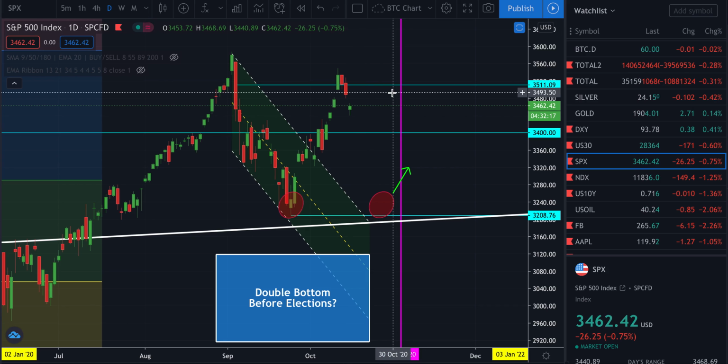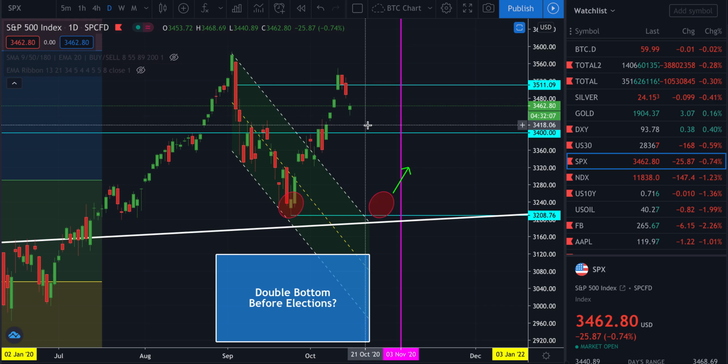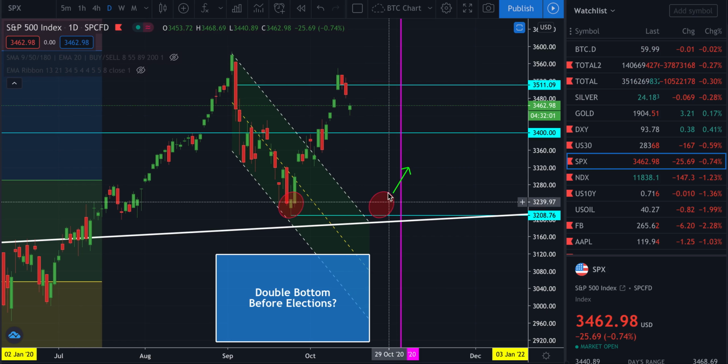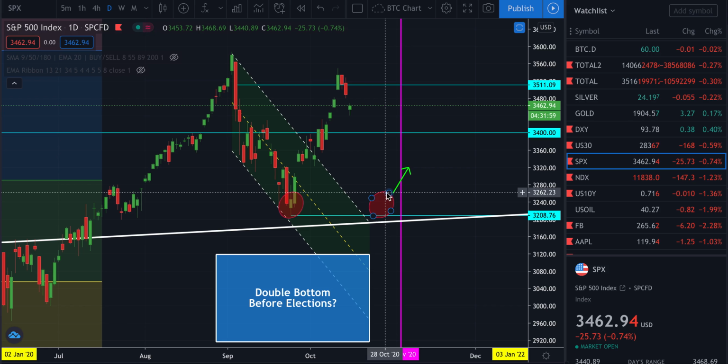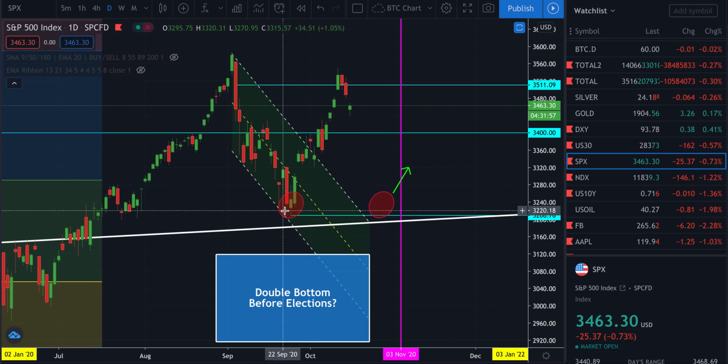Honestly, the reason why all this stuff is on the table is because of the elections and also because of stimulus. Now, if they pass stimulus and they release news in 10 minutes, this candle will crush. It will pop up very, very fast. And this double bottom idea will probably not happen. We can just call that the bottom.